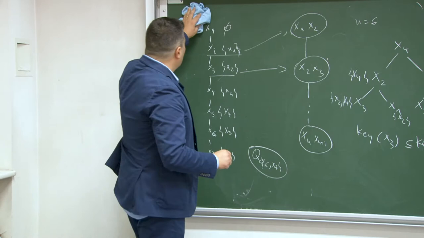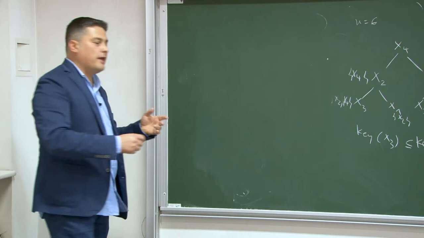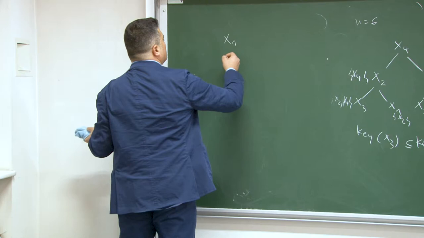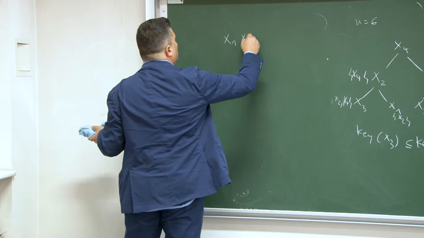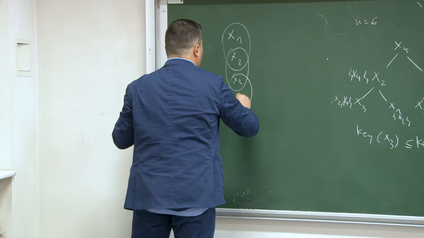So let me actually draw again the query. We can generalize it, but first let us actually try to take a simple example. Like we say we have x1, x2, then it is x3, let's say, and this is x4. So let's take just the query where n is 4.